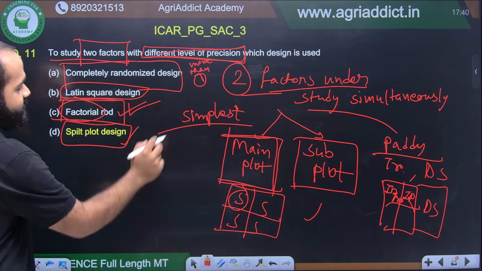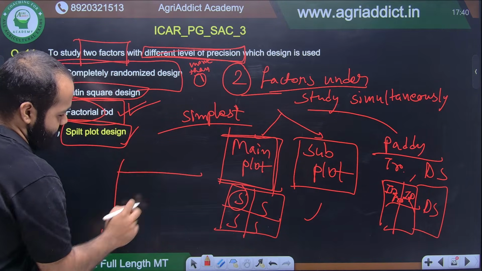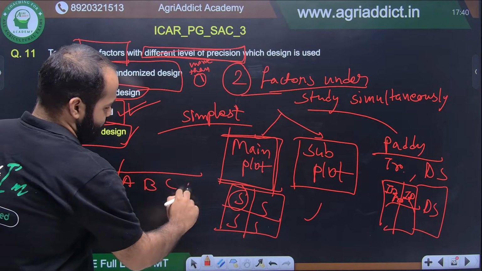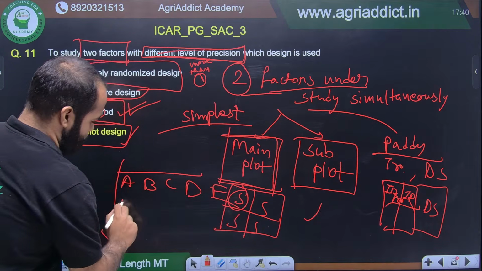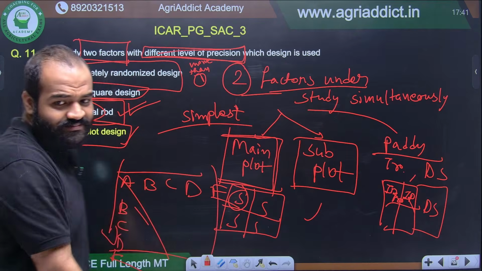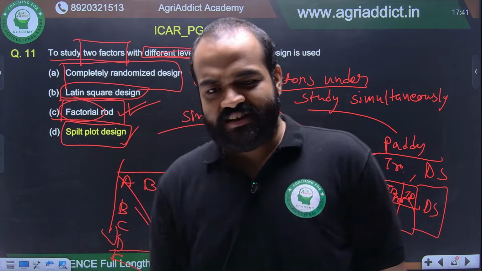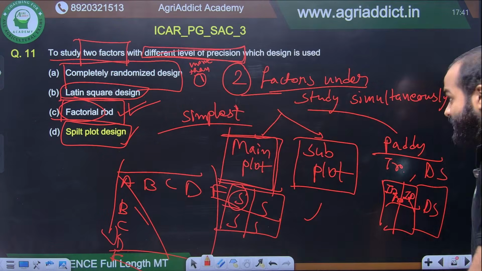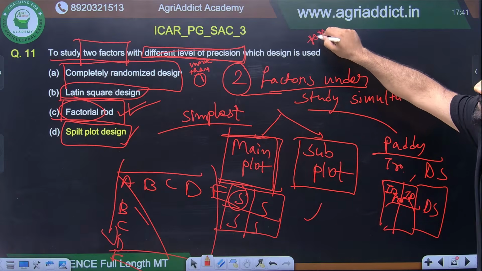And Latin square design is two-way blocking, है ना? A B C D E, A B C D E, ऐसे करके the Latin square. I think you will get to know this. ज्यादा इंपॉर्टेंट नहीं है, बट इसको याद रखना. This is an important question.